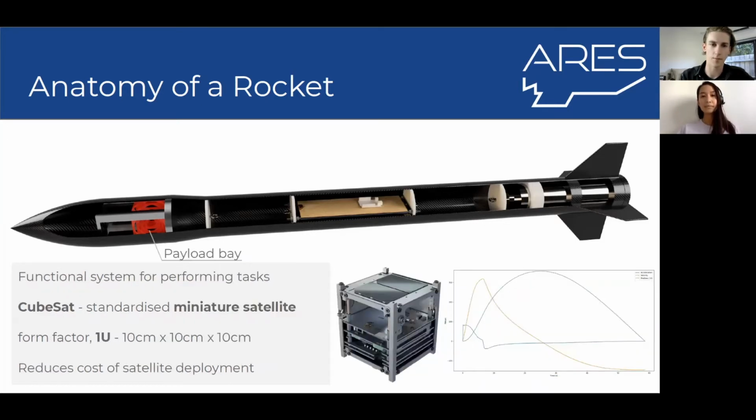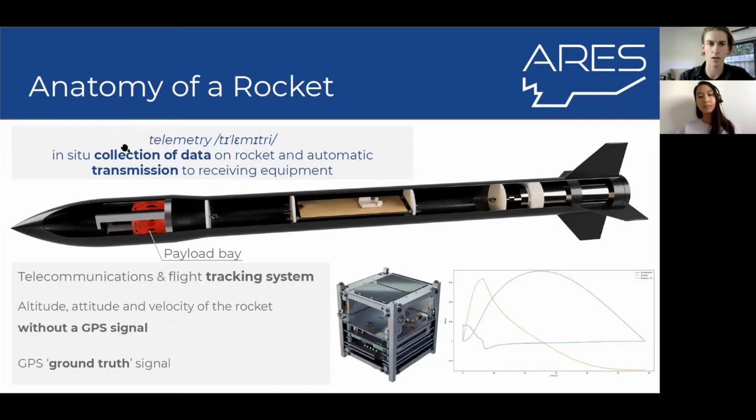Yep. And next we have the payload. We spoke a bit about the payload last week. Essentially, the main goal of this payload at the moment is to keep track of the trajectory of the rocket without using GPS. And it's actually a capstone project for the Ares team. And it's all kept inside what's called a CubeSat, which is a standard form factor for miniaturized satellite, 10 by 10 centimeters.